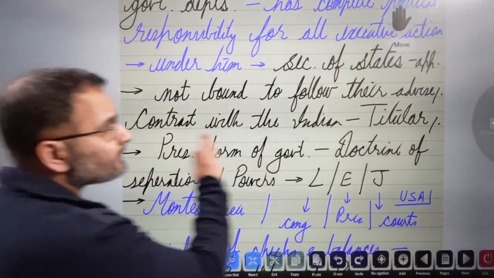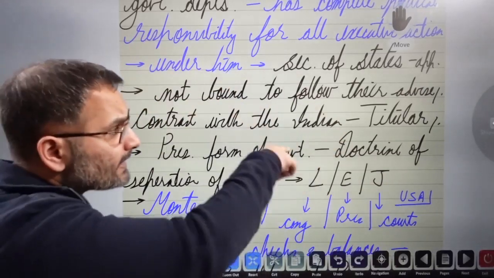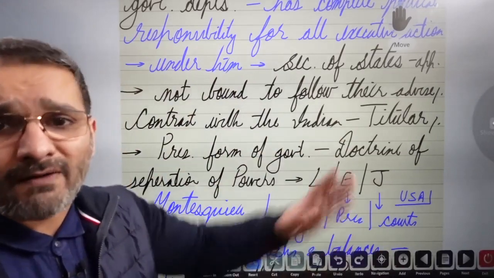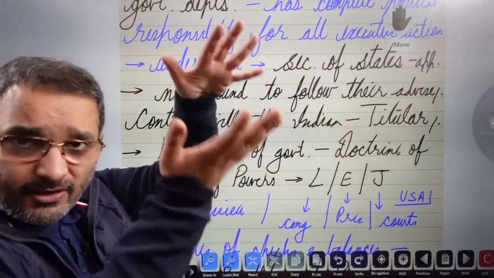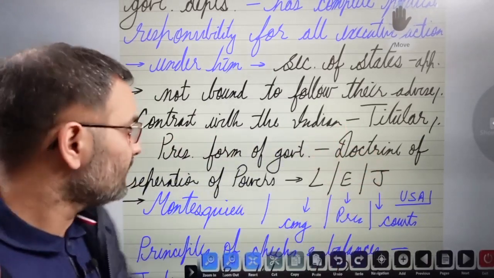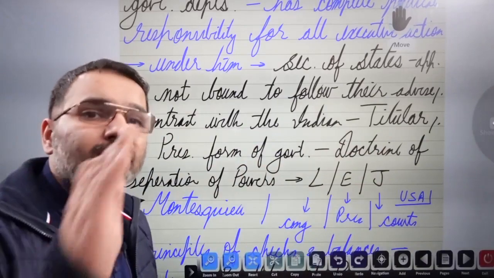Now whenever you're writing this answer, contrast this with the Indian president and his titular role, that is, he has status but no power. We have already discussed this. So combine both the aspects and just contrast them out. ठीक है जी? Presidential form of government is based on the doctrine of separation of powers.